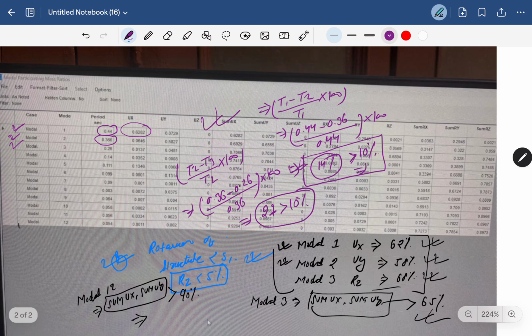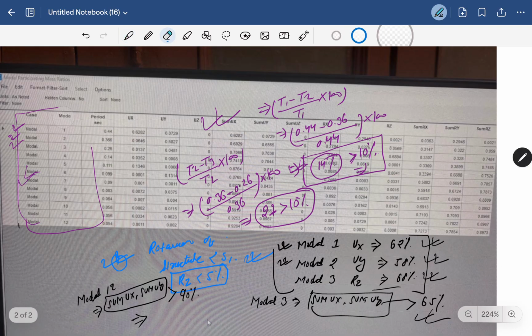So this is the criteria to check the modal analysis result. Already I told you what modal analysis is. It generally shows the behavior of the structure under seismic loading, meaning earthquake loading. When we apply the earthquake load on the structure, how will our structure behave? So these are the criteria for that, okay.